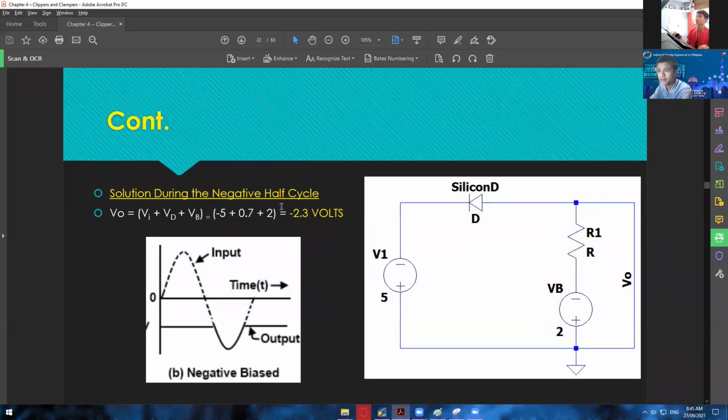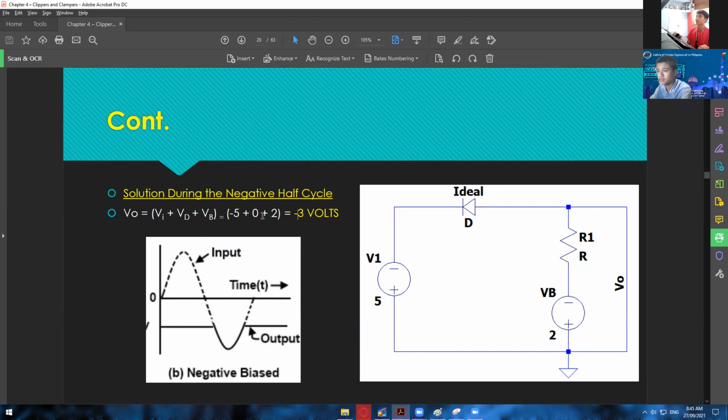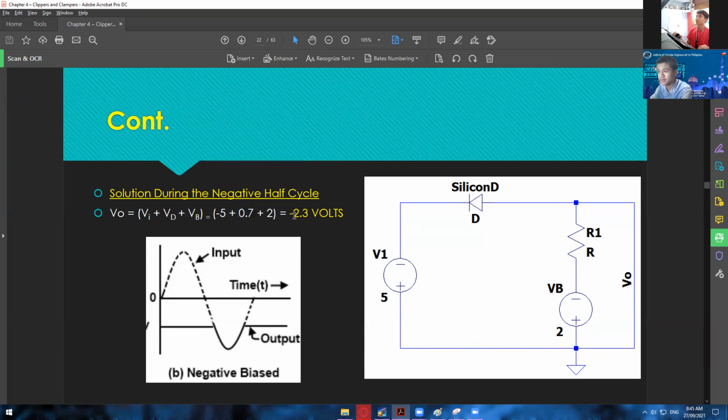And then during the negative half cycle, still the same. It's just that we now have a value for our voltage threshold, which is 0.7. Before, it was exactly negative 3 volts because our voltage threshold is 0. But in here, we now have 0.7. So from negative 3, it became negative 2.3. Just apply KVL in this circuit. Are we clear on how we got those values? Clear po, sir.